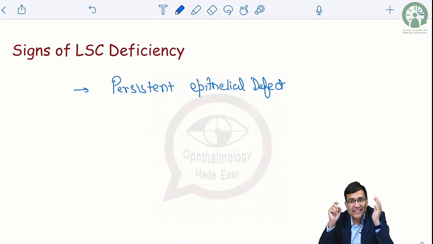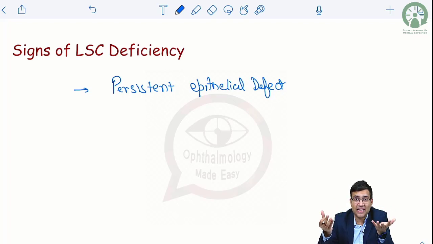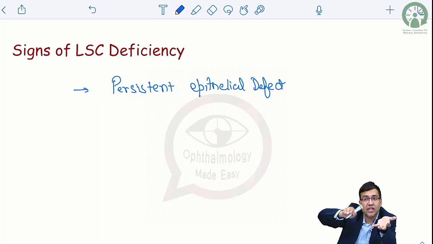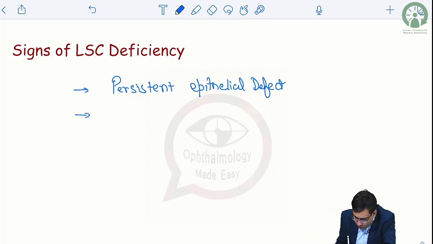I told you when I started our session that the cornea is the outermost layer of the eyeball, the coat of the eyeball, which is not covered by the conjunctiva, the mucous membrane. Remember, the sclera is basically covered by the mucous membrane. So what happens in limbus stem cell deficiency is that the cornea basically gets covered by the conjunctiva. This is called conjunctivalization of cornea.